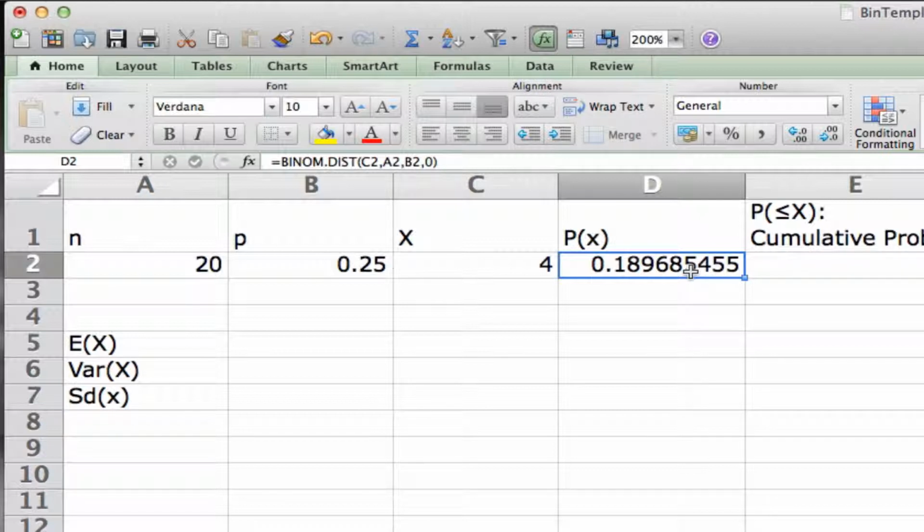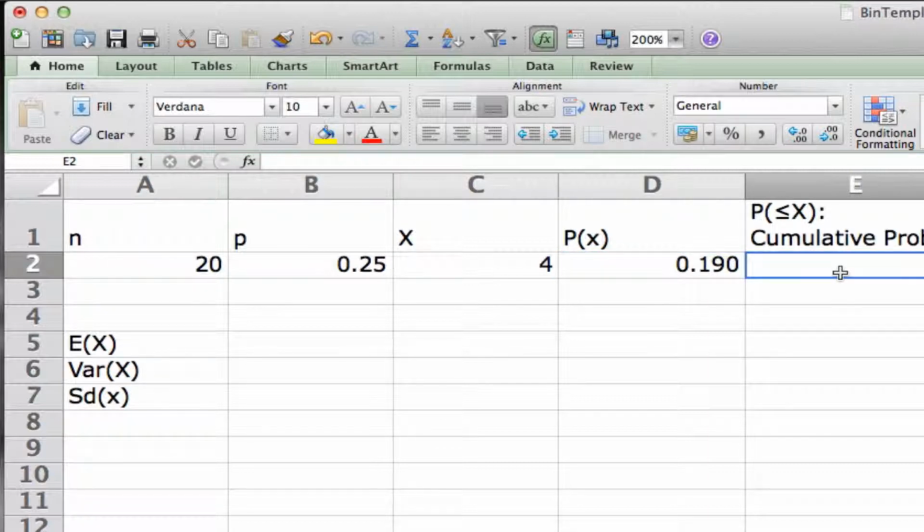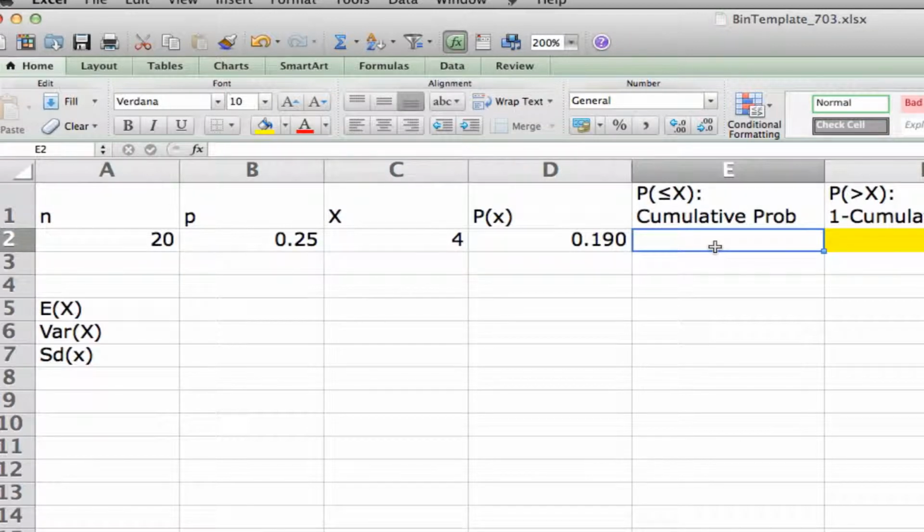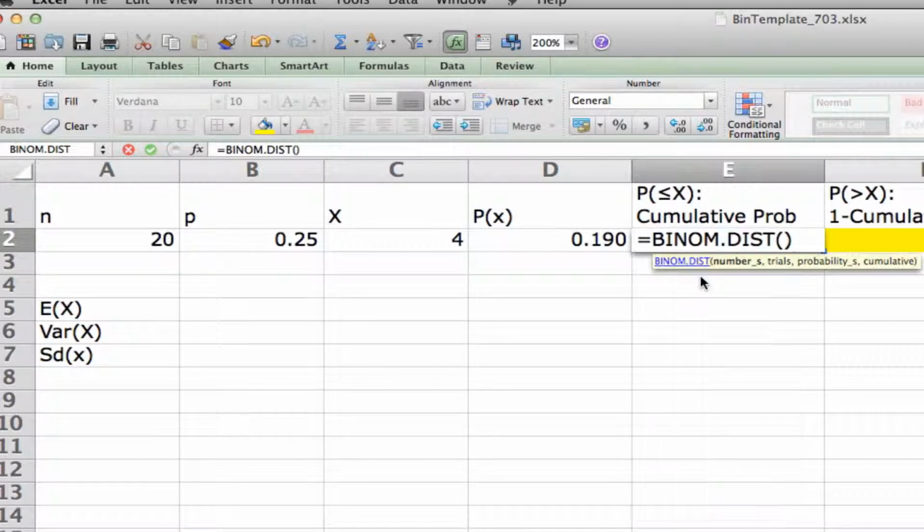Now it probably makes sense to round this to the thousandths, so I'm going to truncate this a little bit. So the answer is 0.190 if you go out to 3 places to the right of the decimal sign. Now, just for the sake of argument, suppose we also want to know what the cumulative probability was. Again, it would be the same idea. We do the binomial distribution, and the same as before, the number of successes is 4.